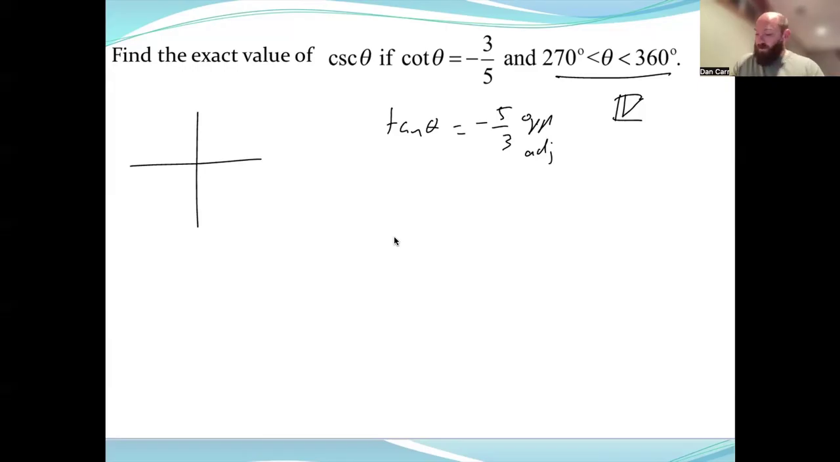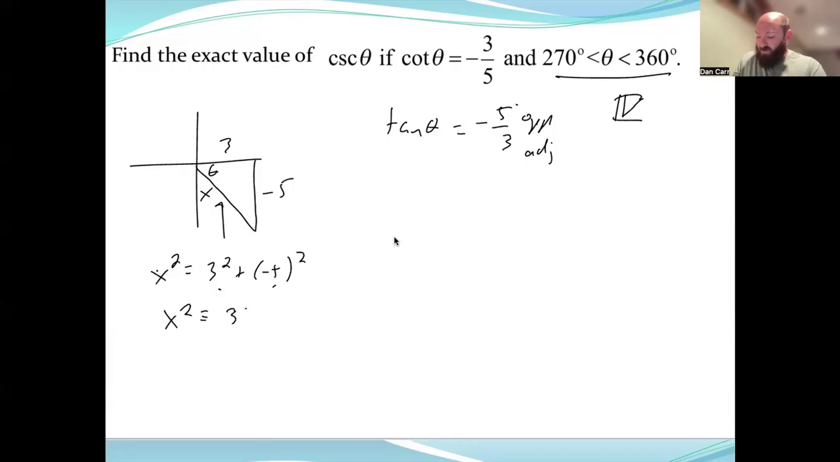Okay, so if I build a triangle like this, here's my reference angle theta. Negative 5 is opposite that, because I'm going to go down. I'll call that a negative 5. And then 3 is right here. So from there, I can do just like last time. I'm going to start with the Pythagorean theorem. So we have x squared is equal to 3 squared plus a negative 5 squared. That's going to come out to 9 and 25, which is 34. And then I square root that.